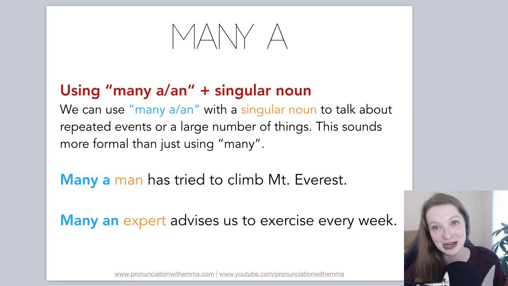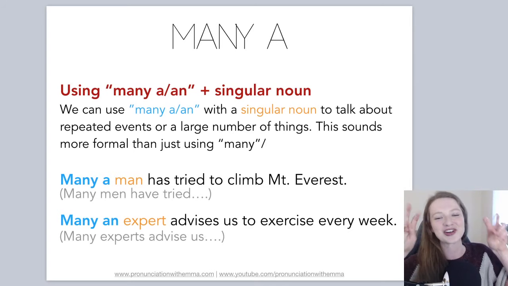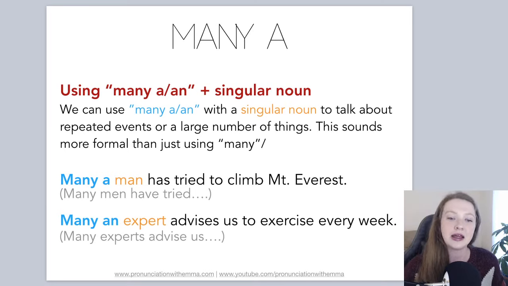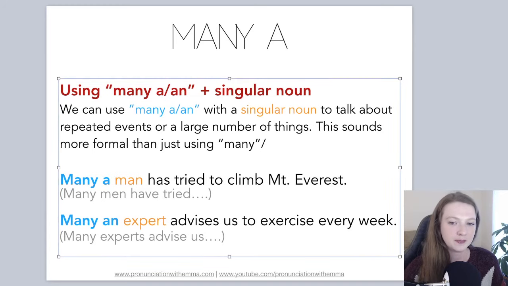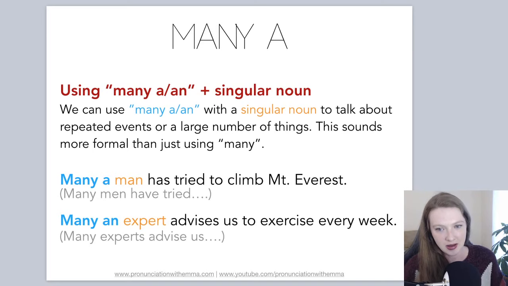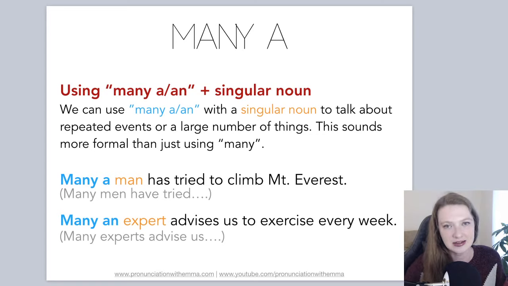Now, this is a really, really odd structure, but if we translate it into everyday speech and not formal speech, it would be like saying, "many men have tried." So you could just say, "many men have tried to climb Mount Everest," but if you want to sound more formal, you can say, "many a man has tried to climb Mount Everest." Same with the expert one. "Many experts advise us to exercise every week," but if you want to sound more formal, "many an expert advises us to exercise every week."